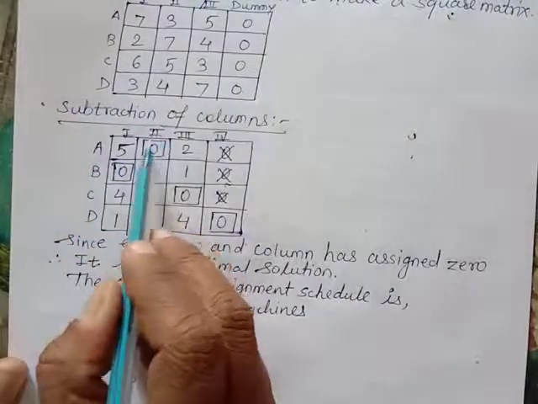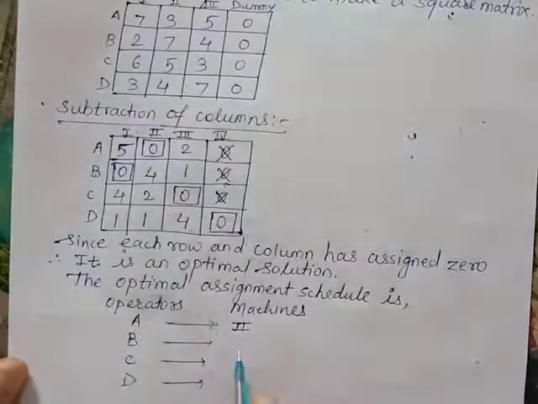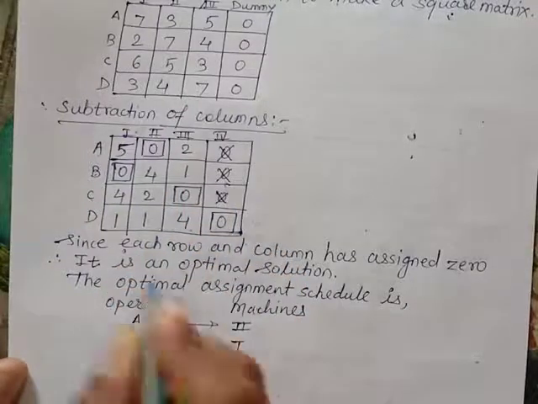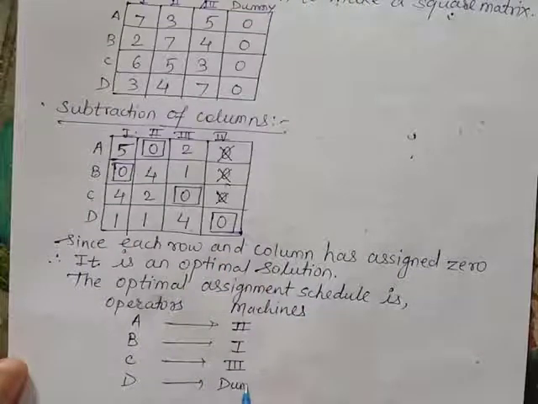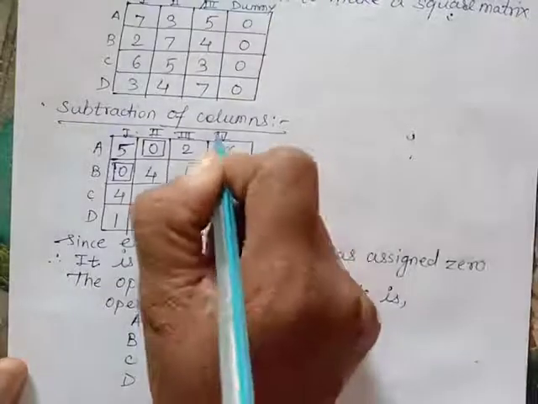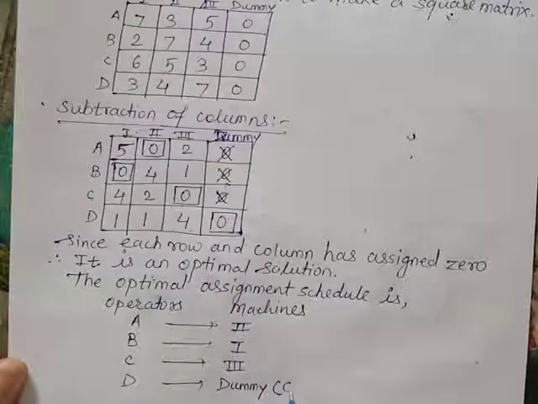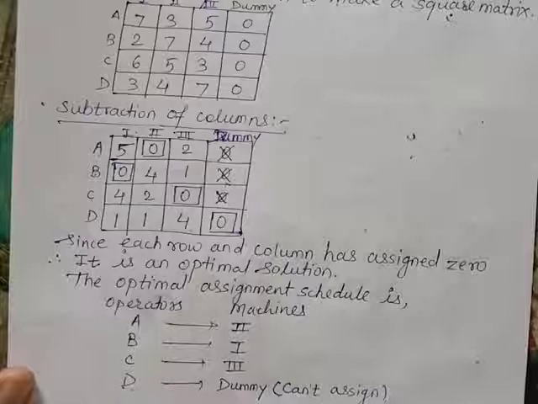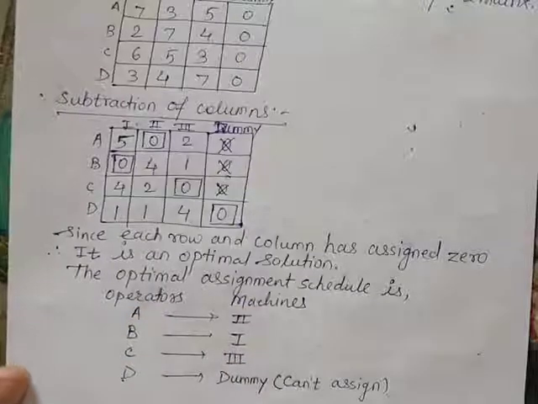Now A is assigned to whom? The second machine. B is assigned to the first machine. C is assigned to whom? The third one. And D is assigned to what? Dummy. This is a dummy one. So dummy means what? Here just for our simplicity we have done it. So this is not assigned. We can't assign this one. It is not there. Means for D we cannot assign any machine. Simply for A, B, C we can assign these machines.